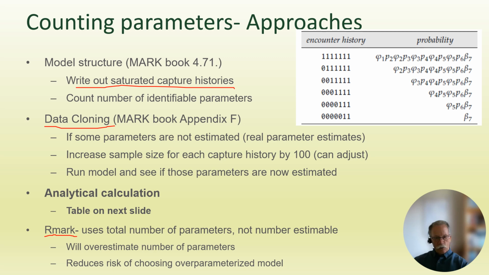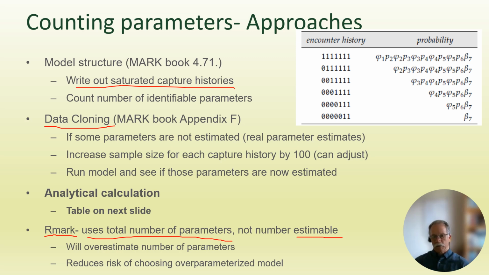But one thing to be aware of is that RMark just defaults to using the total number of parameters in the model, not necessarily the number of estimable parameters. So it doesn't take into account the non-identifiability. And as a result, it's going to overestimate the number of parameters in the model. And basically, Jeff Laake, the person who wrote RMark, felt like it's better to overestimate the number of parameters because that will reduce the risk of choosing an over-parameterized model.